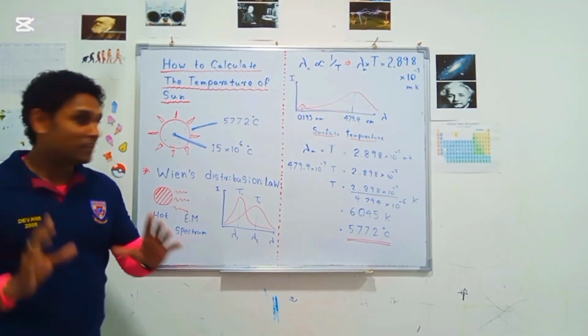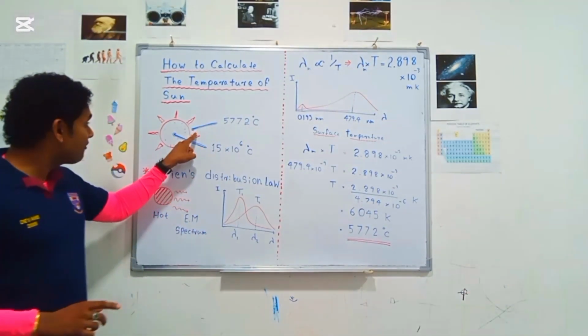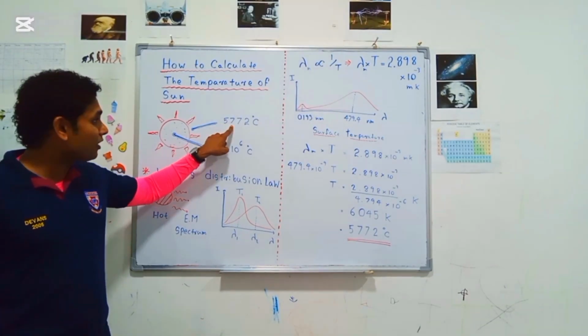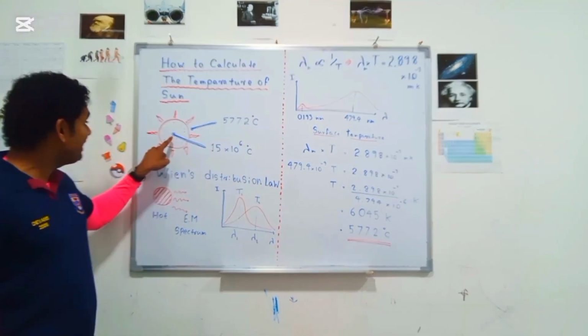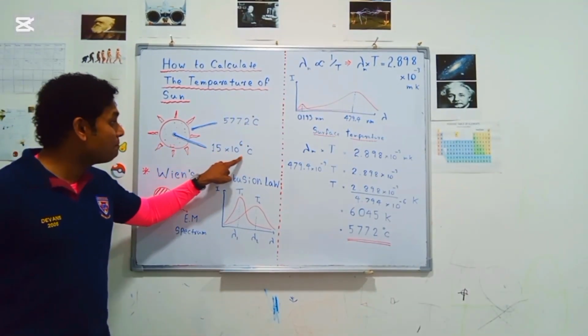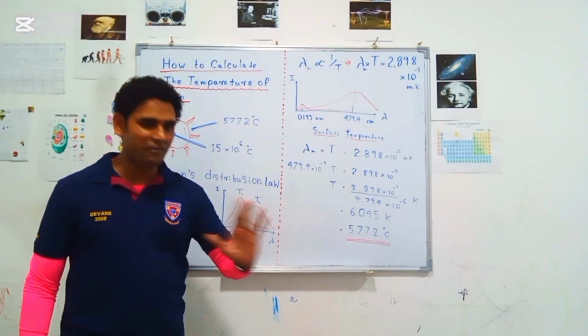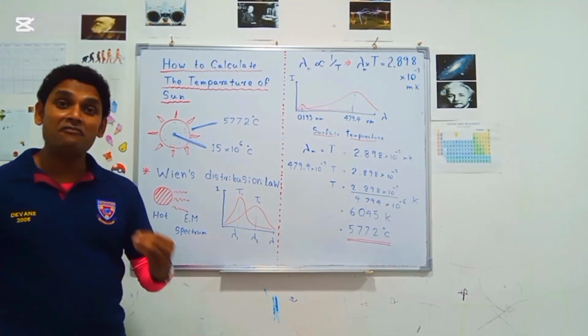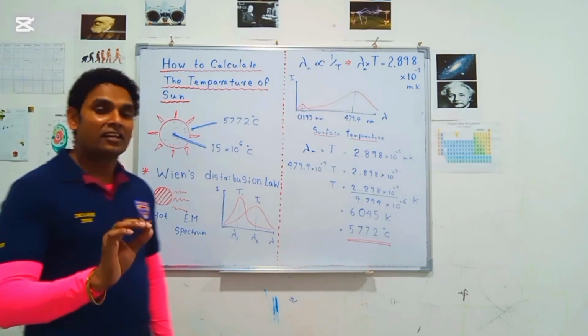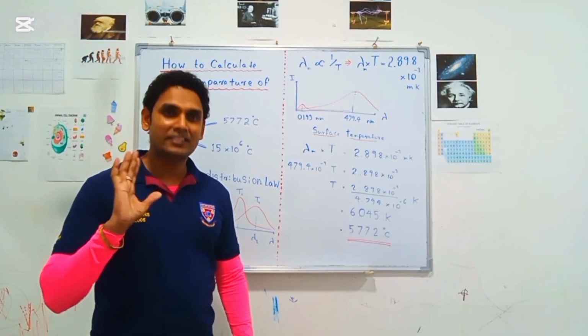But still we know that the surface temperature of the sun is 5772 Celsius and the inside temperature is 15 million Celsius. We know that, very well we know that. But how can we calculate this? Actually, the way is very simple.